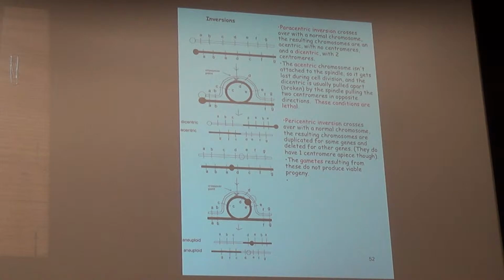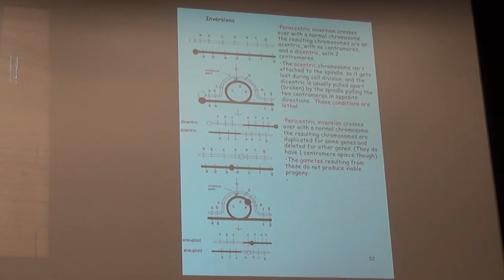Okay, so we were talking about inversions, and I believe we finished talking about inversions. Segments of DNA or chromosomes will invert. When they invert, there is no loss or gain of genetic material at the time when the inversion takes place, right? It's just a flipping of the DNA.